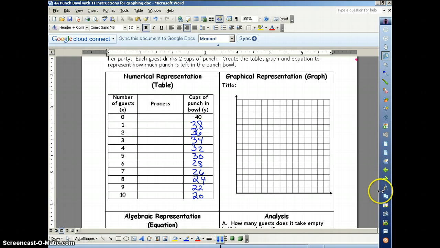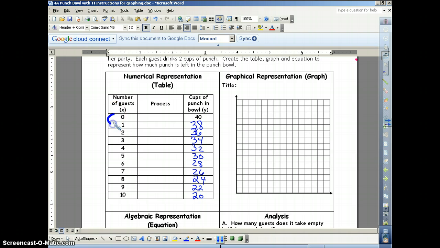All right, does your column look like my column? It started off at 40 and it reduced by 2 cups with each guest all the way down. Once my 10th guest shows up, I have 20 cups of punch left in the bowl. I might have more guests than 10, but that's as far as my table goes up.